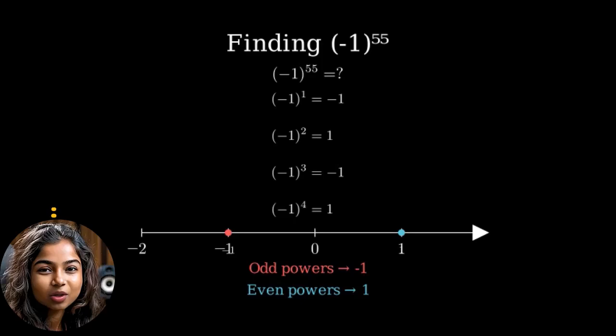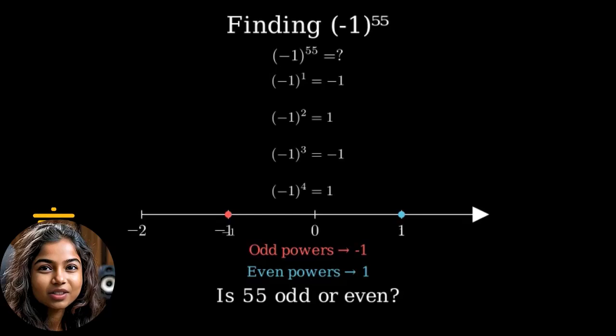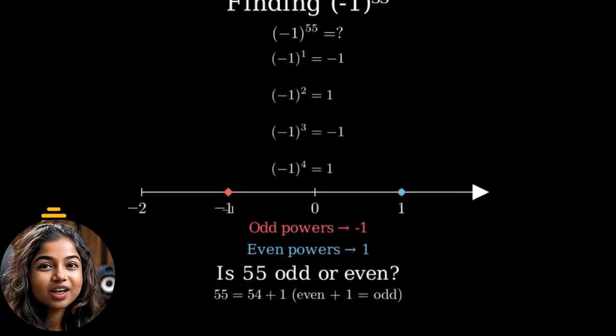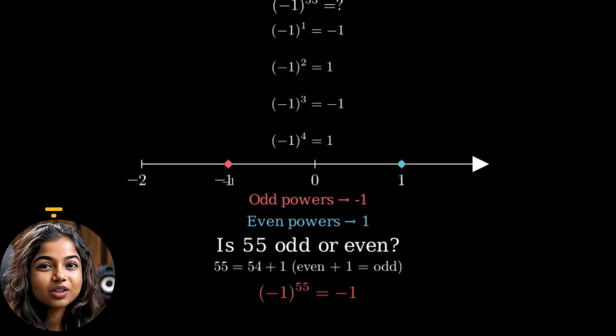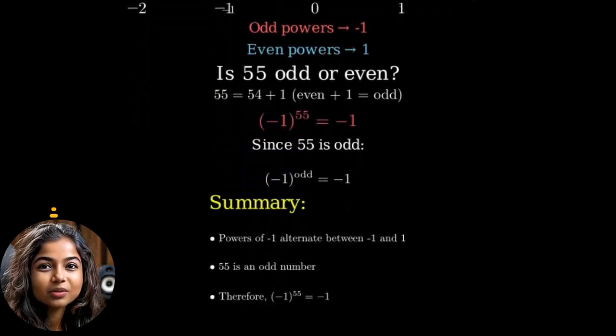So, to find -1 to the 55th power, we just need to determine if 55 is odd or even. Since 55 can be written as 54 plus 1, and 54 is even, 55 must be odd. Therefore, since 55 is odd, -1 to the 55th power equals -1. We can verify this by remembering that any odd power of -1 will always equal -1. To summarize, we use the pattern of powers of -1 alternating between -1 and 1, recognize that 55 is odd, and therefore conclude that -1 to the 55th power equals -1.